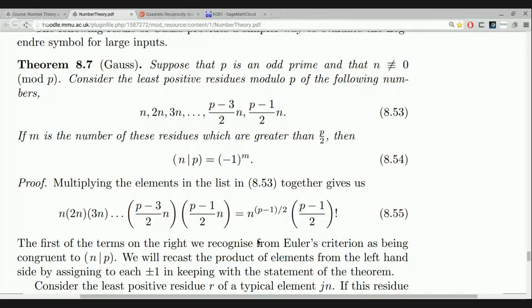And the result is simply that this number m gives you the value of the Legendre symbol by raising minus 1 to the power m. Meaning that if m is even, this Legendre symbol is going to be plus 1, and if m is odd, it's going to be minus 1. So it's the parity of this counting number m which tells you whether it's going to be a quadratic residue or not. Is that okay on the statement of the result? Any queries about that at the moment?